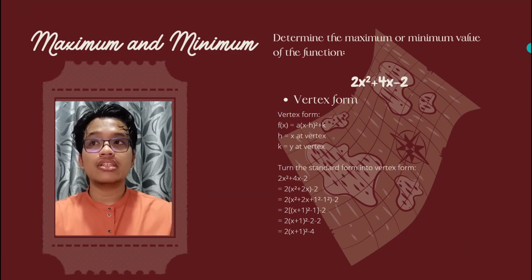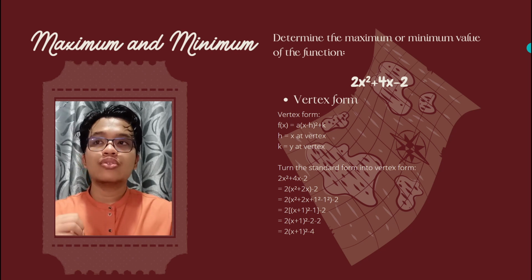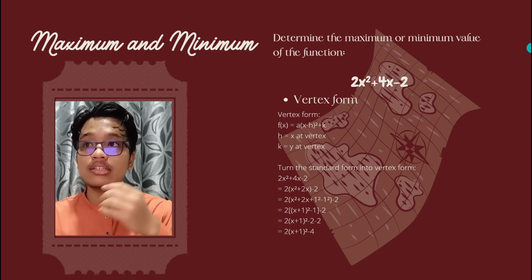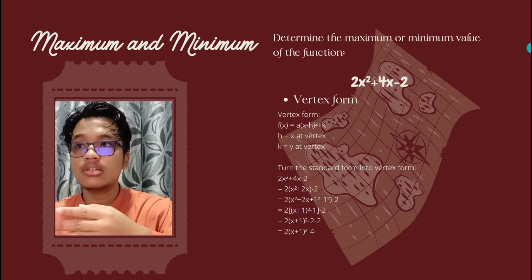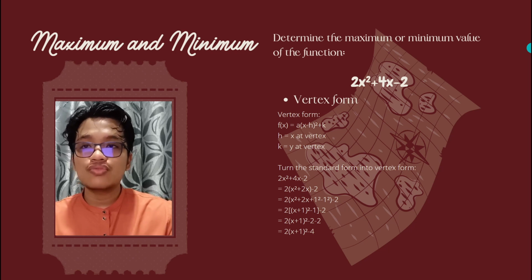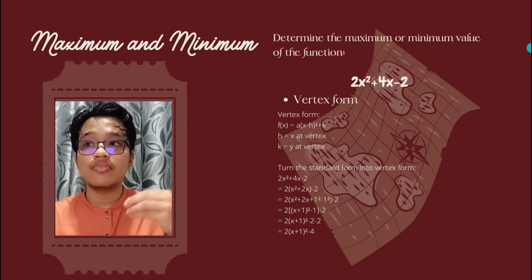The second method is the vertex form. Using the general form of the equation, we change it into the vertex form, which is f(x) equals a(x minus h) to the power of 2 plus k. The h here is the x of the vertex, while the k there is the y of the vertex. So we turn the standard form into the vertex form, we factorize it, and we get 2(x plus 1) to the power of 2 minus 4. So here we get the same as before, x equals negative 1 and y equals negative 4. We get the minimum value is negative 4.